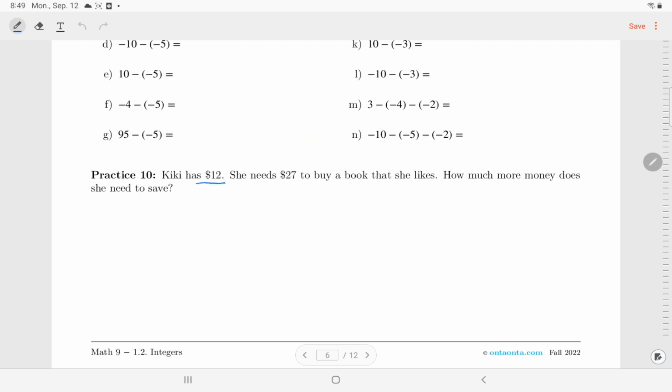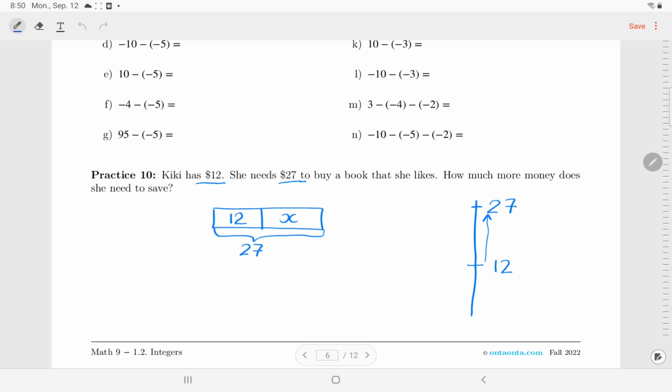Kiki has $12. She needs $27 to buy a book that she likes. How much more money does she need to save? So she has $12, but she needs 27. So we need to find how much she needs to save. We can also use a different diagram. So she needs $27. She already has 12.